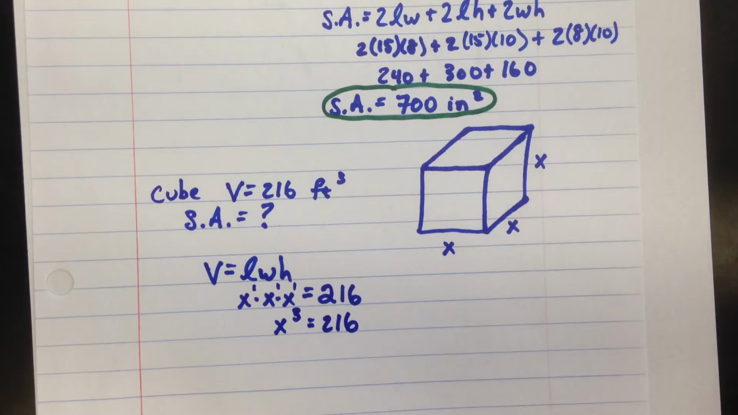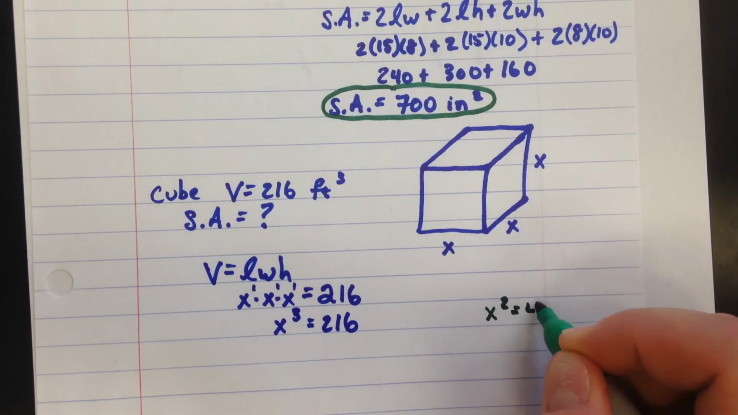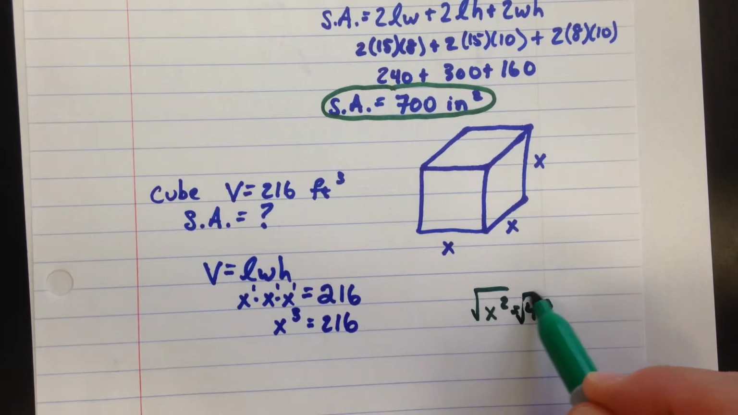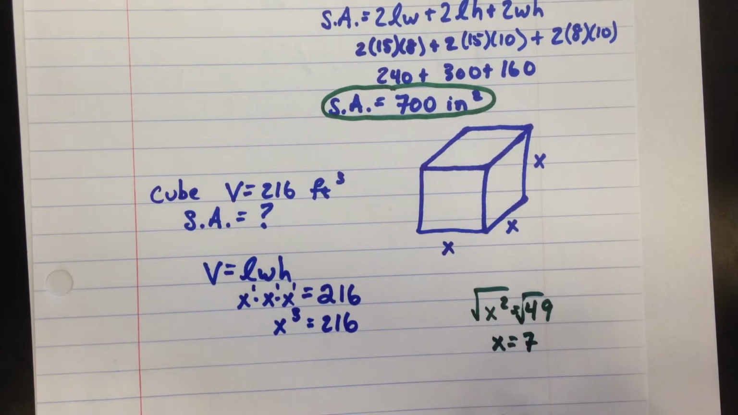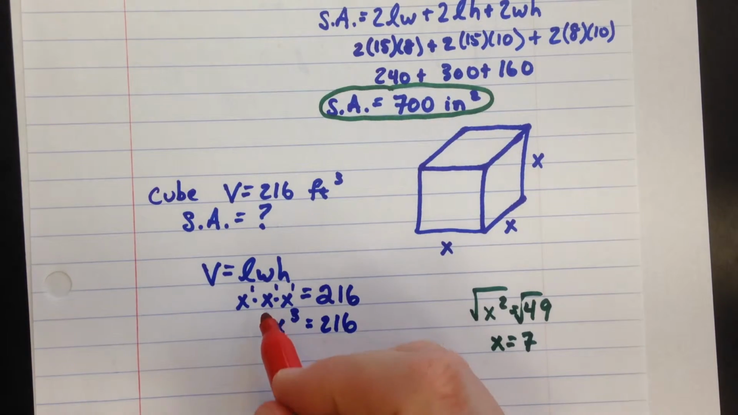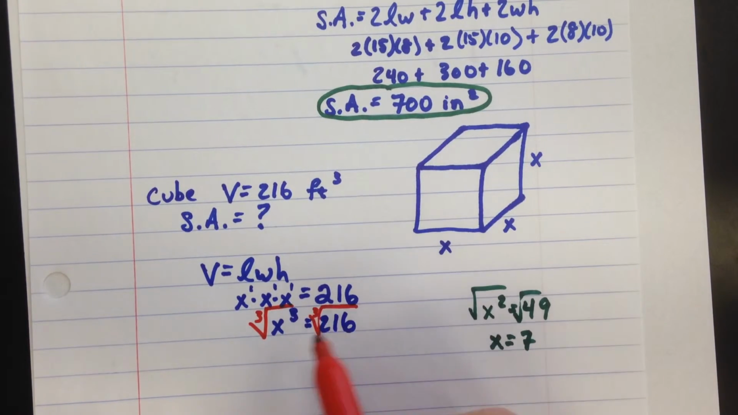So how do we solve this? Well, on the side, if you had x squared equals 49, to undo a square, you have to square root both sides. So you get 7. To undo a cube, we have to take the cube root of both sides. The cube root of x to the third is x.